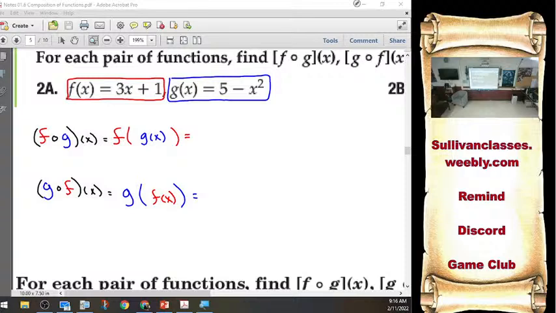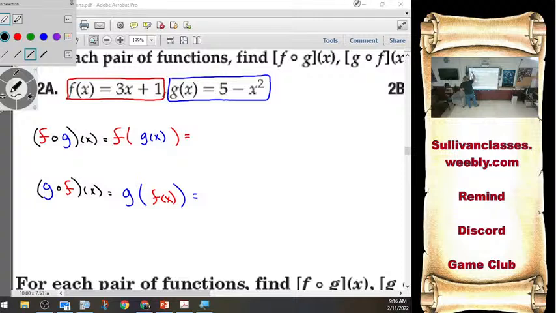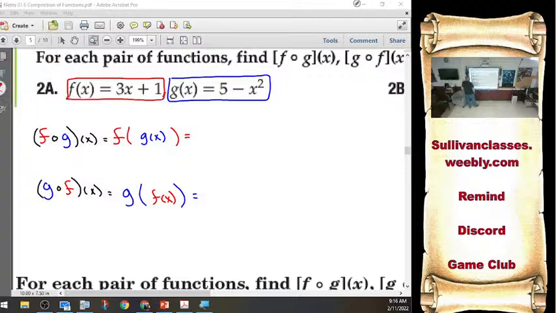Is it just A or B? Oh, we'll do both, but we're starting with A. I want to make sure we can do it right, then we'll do B. Okay.